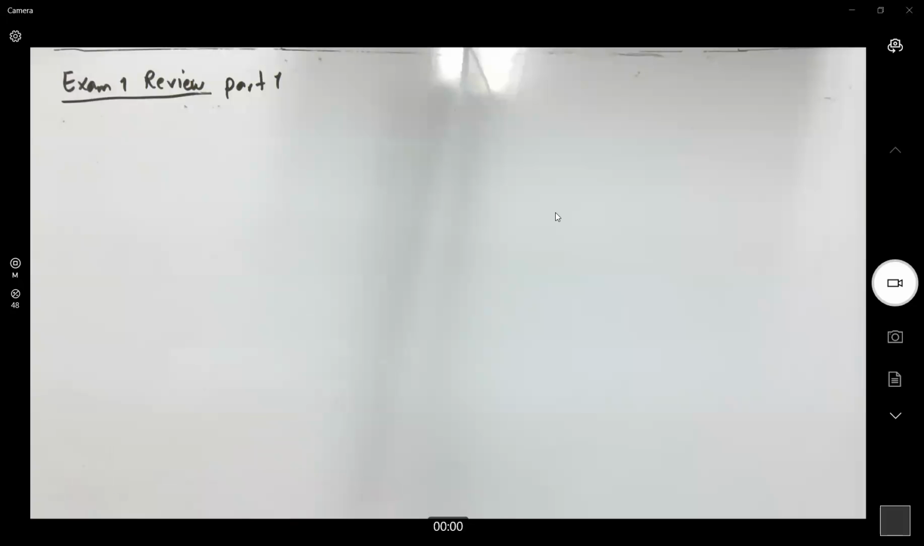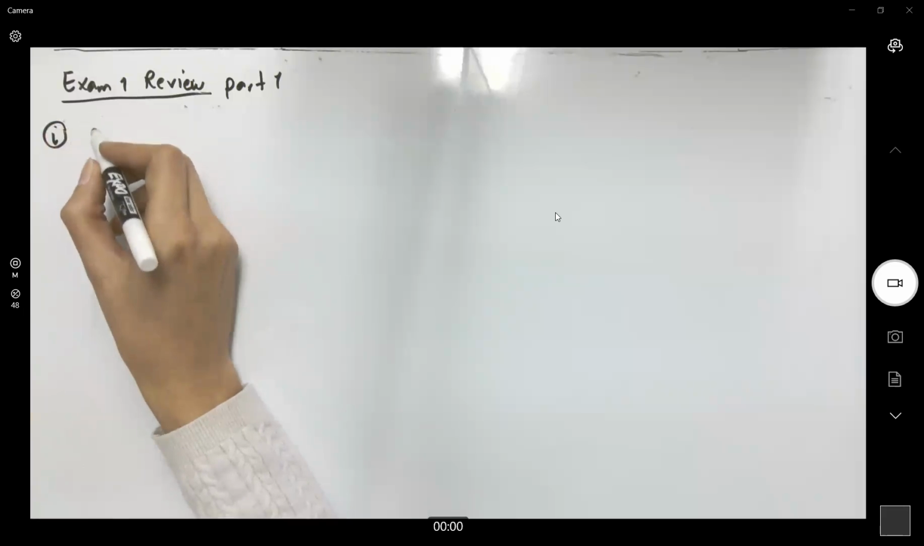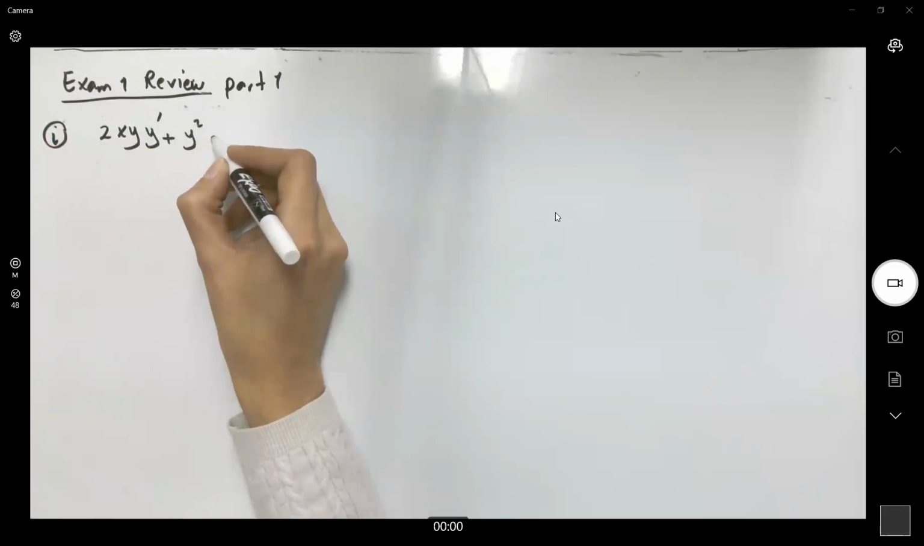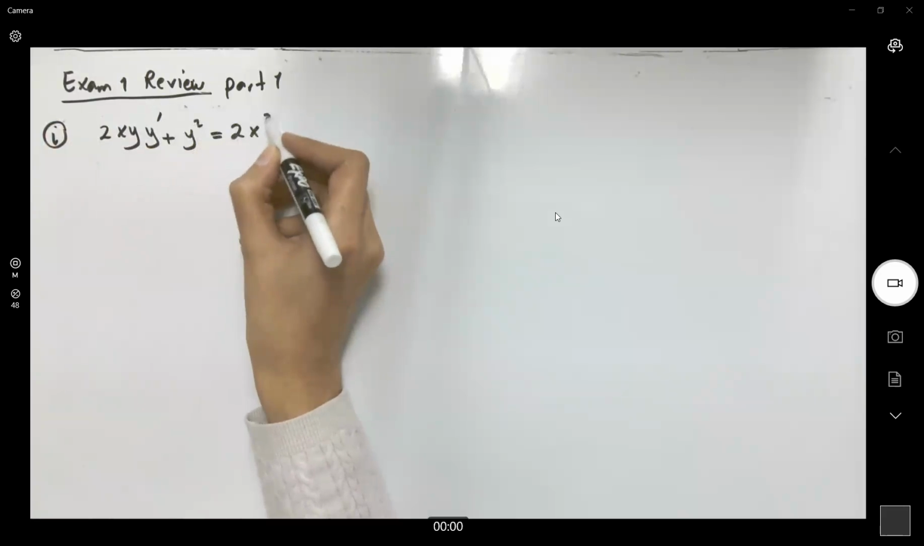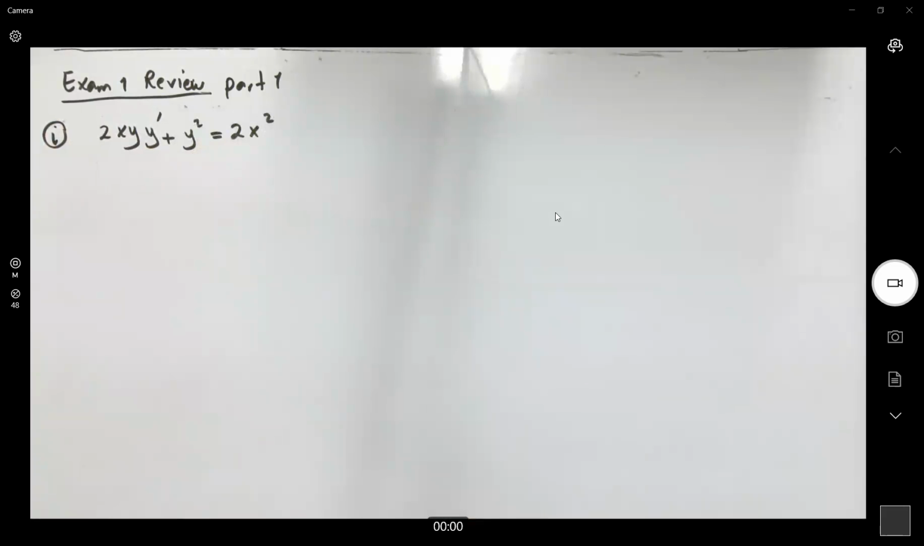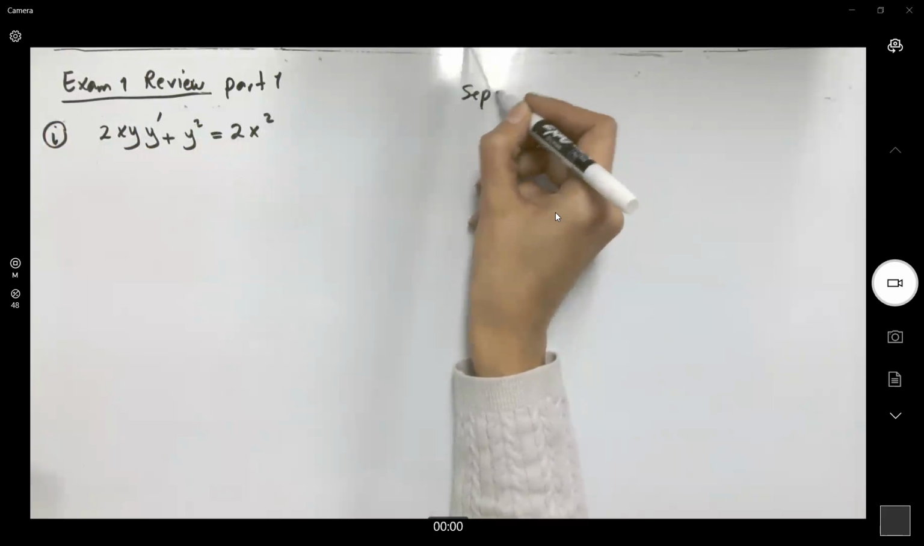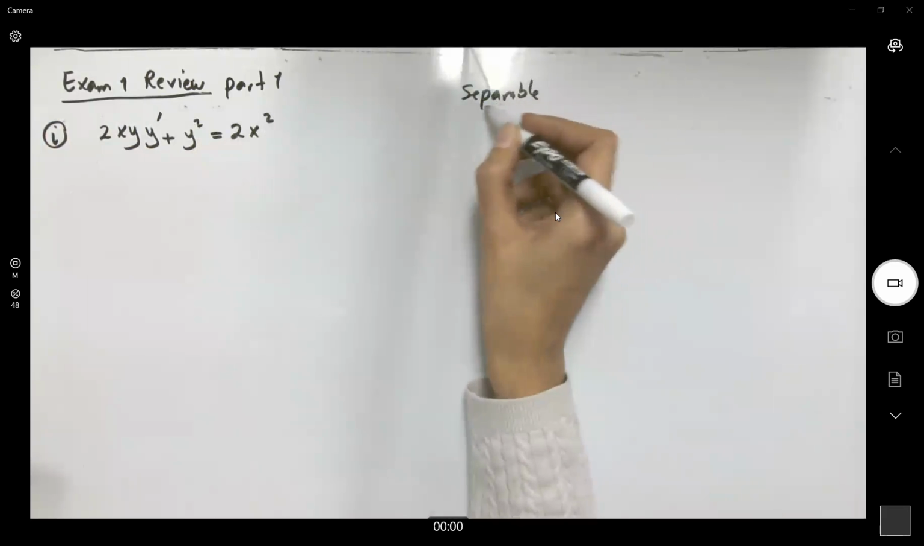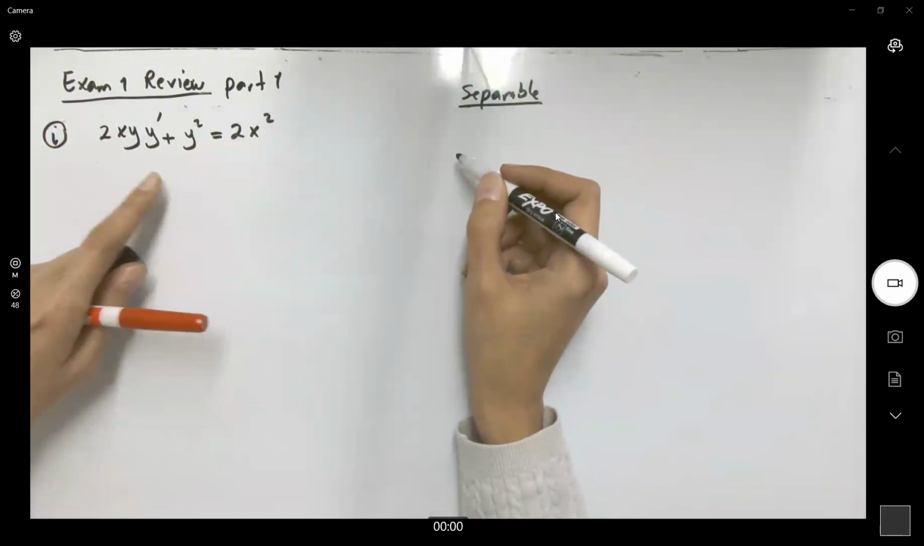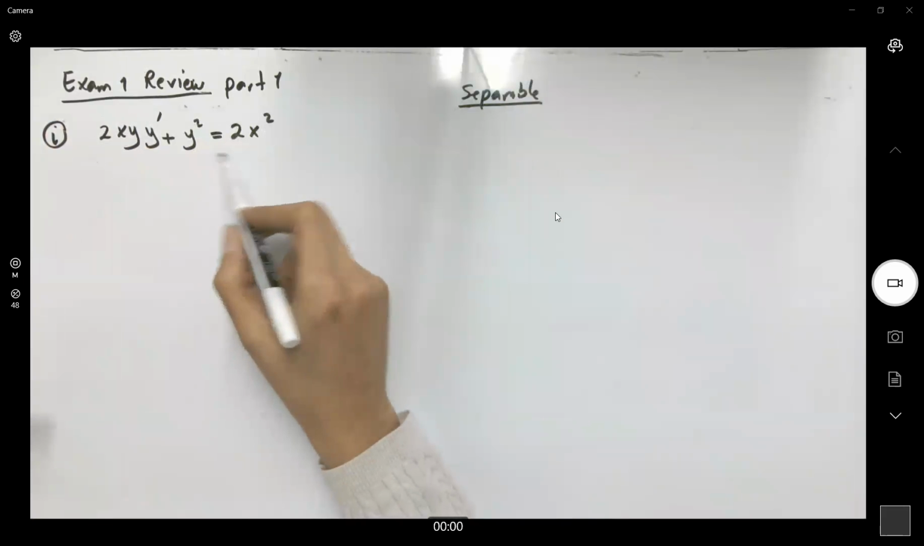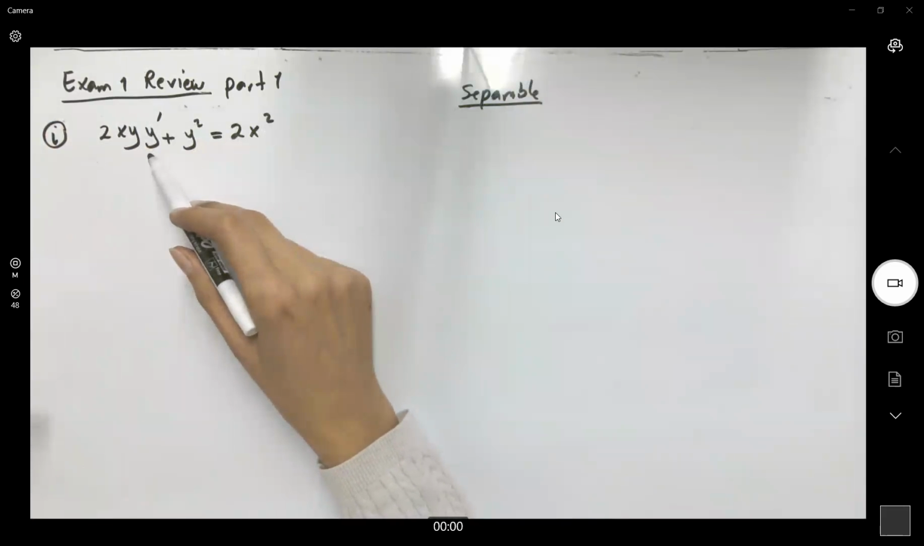Let us take a look at number I. So I says we have 2xy y prime plus y squared equals 2x squared. First of all, we want to check to see if it's separable or not. To be separable, you should be able to separate x and y's. But look at this, you have y prime here.